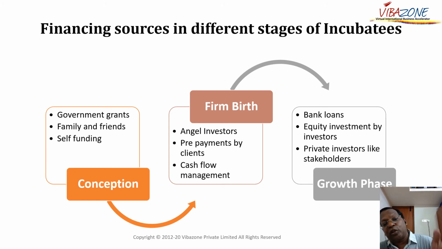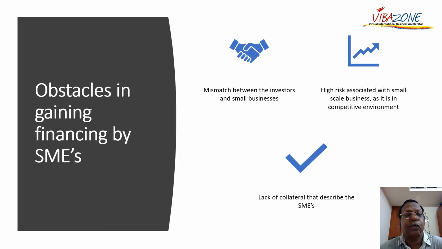So now we have talked about three phases: conception, birth, and growth. During conception, we need to look at family, friends, sales, and grants. At birth, we look at maybe angels, prepaid customers, and cash flow management. Very, very important. Finally, at the growth stage, you need to do equity exchange for investors, private investors, and bank loans is how you start to grow.